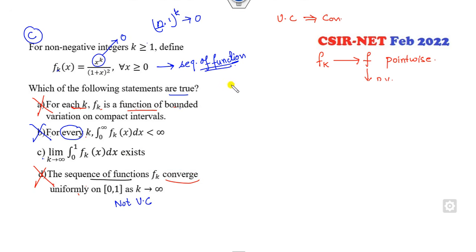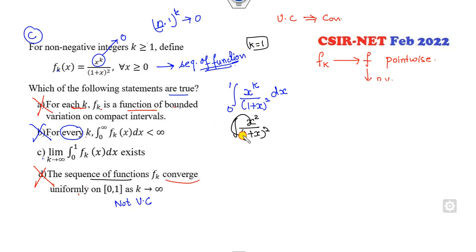But how can you say that? Very simple. I can integrate the function x raised to power k over 1. Now, k goes to infinity. If I choose k equal to 1, then it is x over (1 plus x) whole squared. If I choose 2, then it's x squared and so on. So what will happen? Very simple. I can decompose this part.